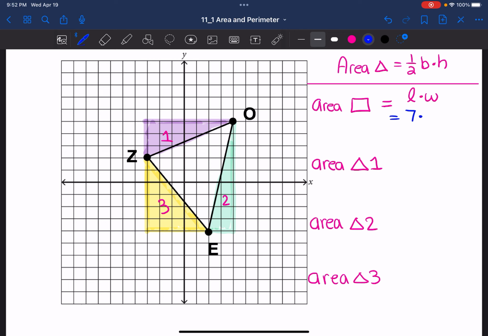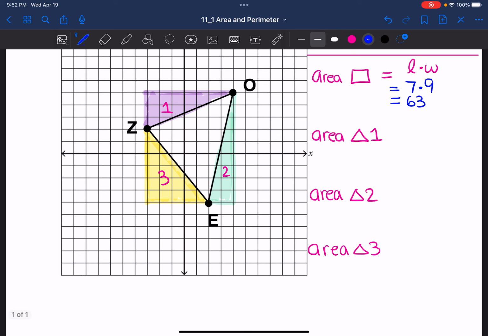And if I count my other dimension, 1, 2, 3, 4, 5, 6, 7, 8, 9, that's a 9, right? 7 times 9, which means that my larger outer rectangle is 63. Okay, so 63 units. If I was to count that whole big rectangle, everything filled in, that's 63 units. Now let's take the area of that first triangle, number 1.